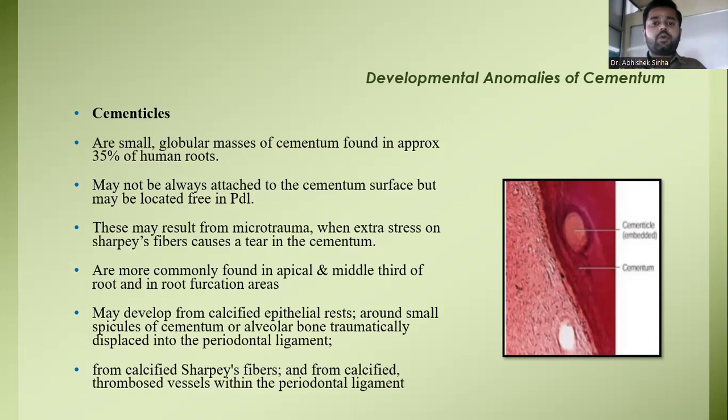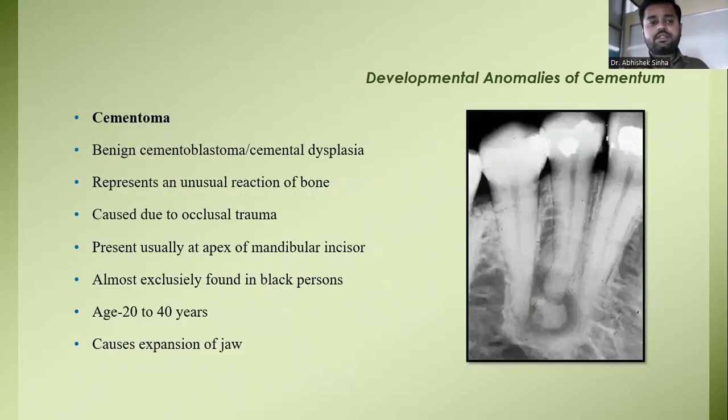It's found in approximately 35% of human roots. So they get detached and lodged somewhere here and there. So that is cementicles. Cementoma. We have just now said cementoblastoma. Now what is cementoma? It's a benign cementoblastoma or a cemental dysplasia. It represents an unusual reaction of the bone caused due to occlusal trauma. So here the causative factor is occlusal trauma, not excessive deposition of cementum. It is occlusal trauma which is leading to cementoma.